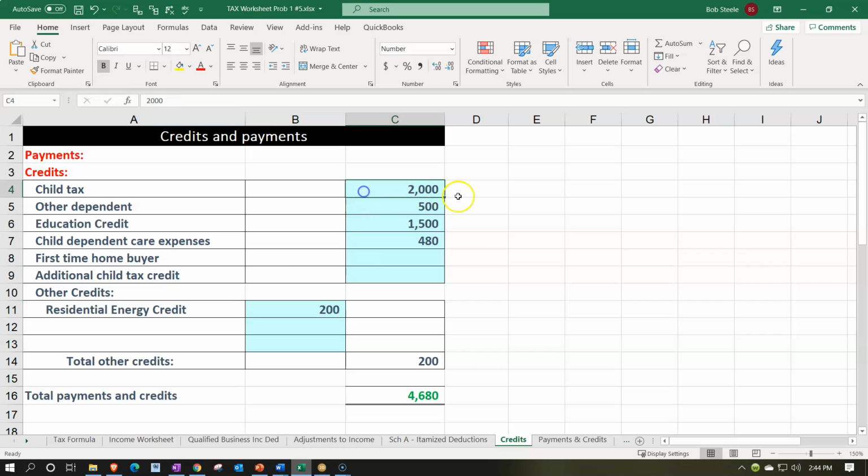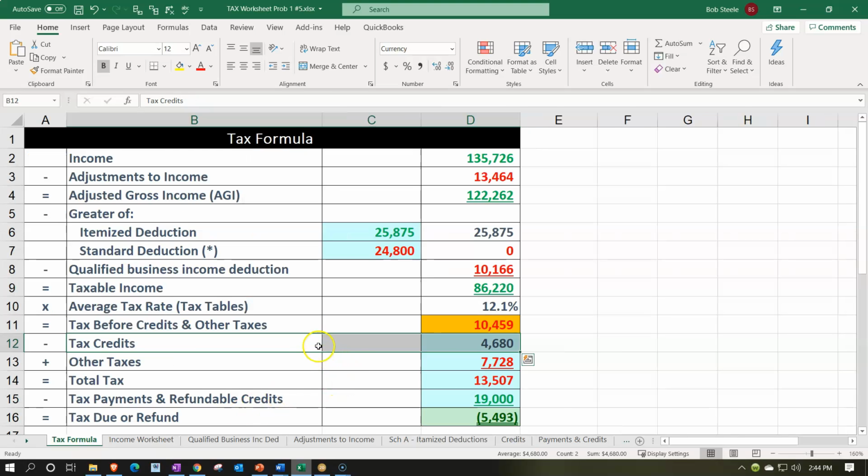So now we've got these non-refundable tax credits above: the 2,000 child tax credit, the other dependent credit, the education credit, which is the non-refundable portion of it, the 480 for the child dependent care expenses credit, and then this residential energy credit, to get to the total of the 4,680. That then pulls over to our tax formula here on the non-refundable credits.